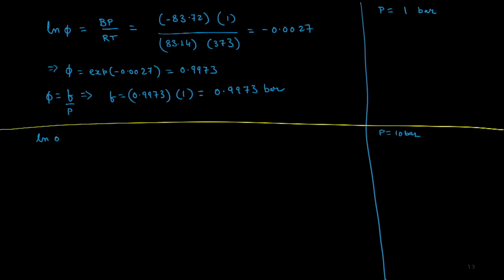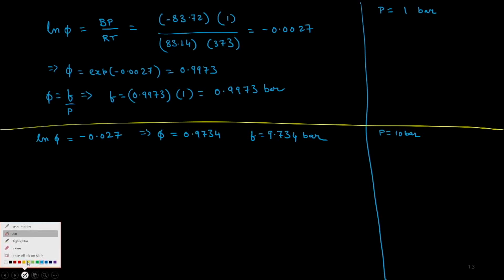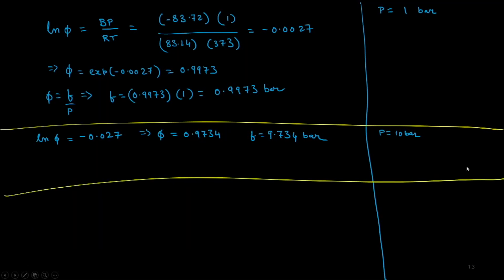I can do it at 10 bar, and the values I get are ln phi is negative 0.027 and phi will be 0.9734 and f is going to be 9.734 bar. I can repeat the calculation at 30 bar.